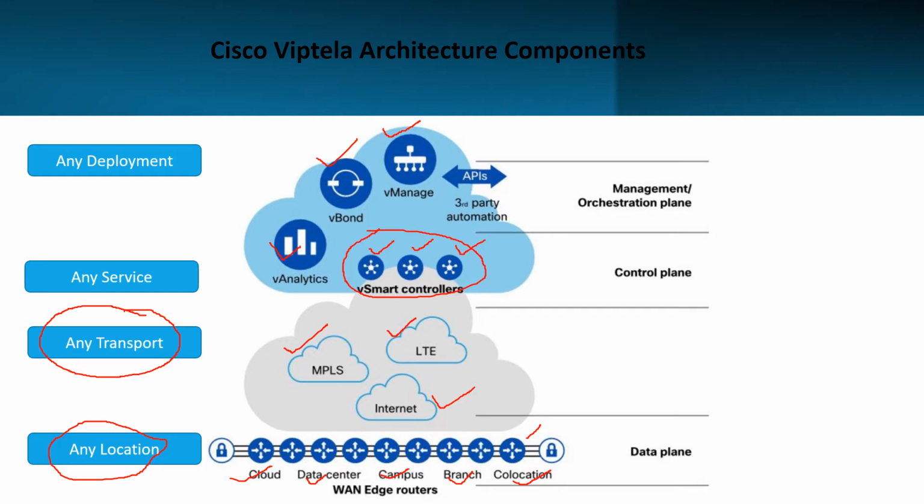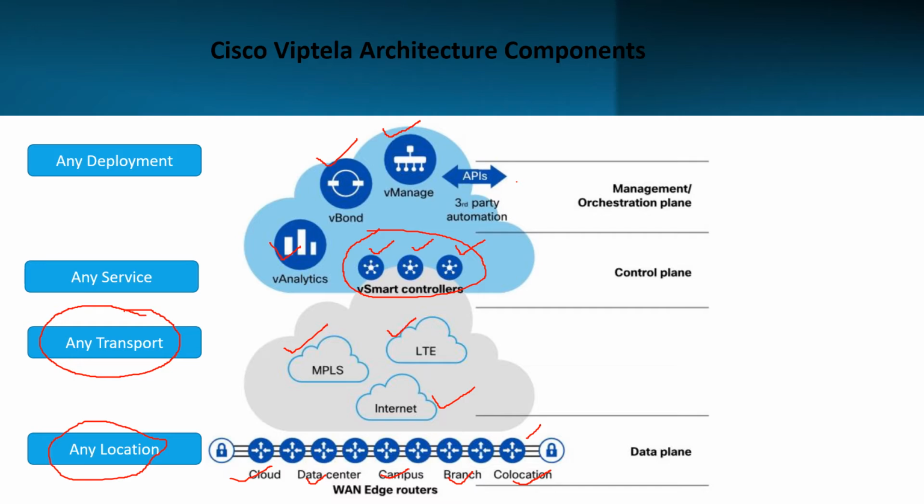Then this vManage can operate based on APIs. So let's say on the remote side, you have ServiceNow, and from ServiceNow you can set up some APIs from where you can see, maybe talk about syslog, and maybe if any of the links go down, all those things can be pulled from the APIs. So basically, this is your management and orchestration plane.